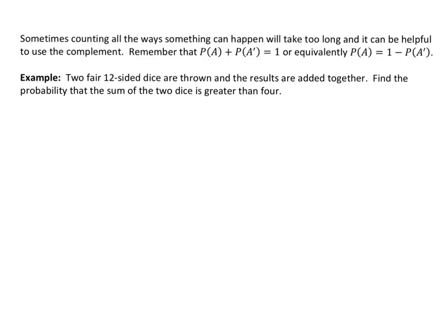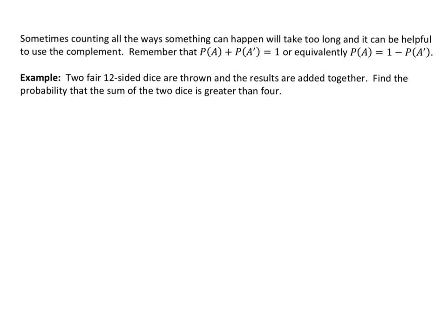In the final example, I want to remind you guys, or let you know, sometimes counting all the ways something can happen is going to take too long or it can be cumbersome. And it can be helpful to remember that we have this thing called the complement. Instead of looking at the probability of something happening, we can think about the probability of it not happening and then subtract that from 1.